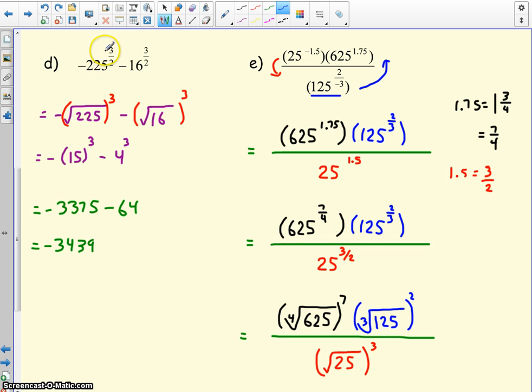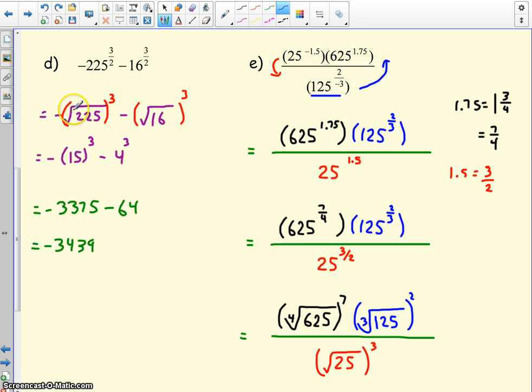This negative is not part of the exponent, it's not in brackets, so I'm going to leave it outside and convert 225 to radical form. So the denominator is 2 of the exponent, so it becomes a square root. So it's the square root of 225 all to the exponent 3. Over here I have the square root of 16 all to the exponent 3.